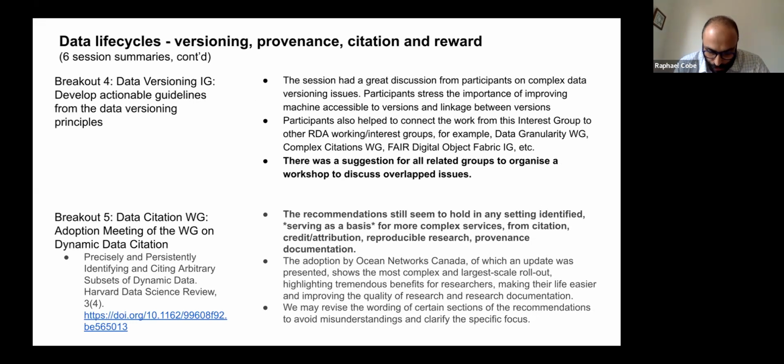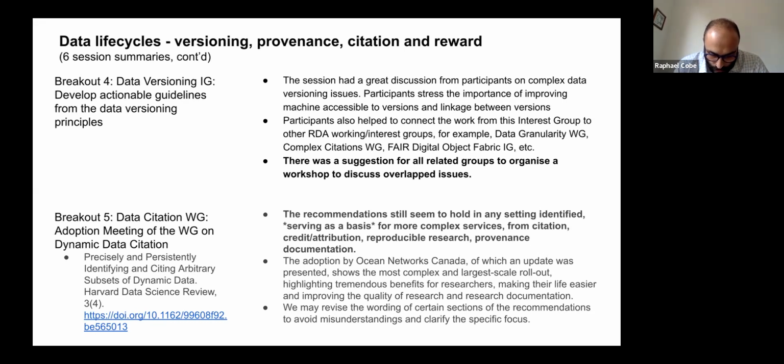So the next one was the data versioning interest group. They had a discussion during their session regarding complex data versioning issues. The participants stressed the importance of improving machine accessibility to versions and linkage between versions. And this seems like a very important thing. There was also a suggestion for all related groups to organize a joint workshop to discuss overlapped issues. So this also touched the point that the group is looking for collaborating with other RDA working and interest groups.